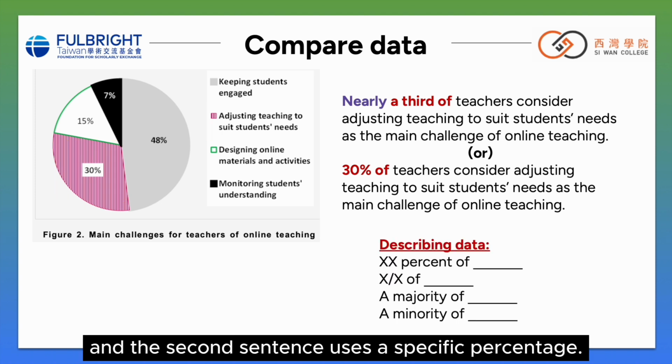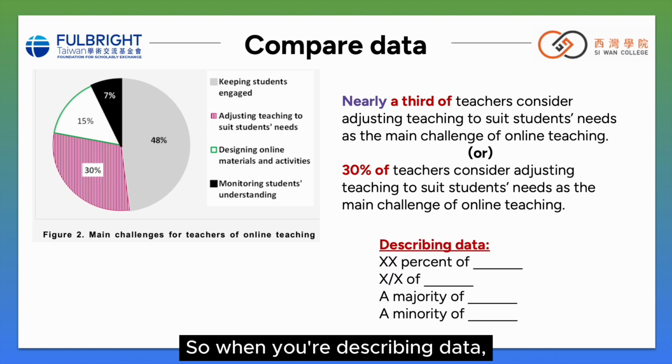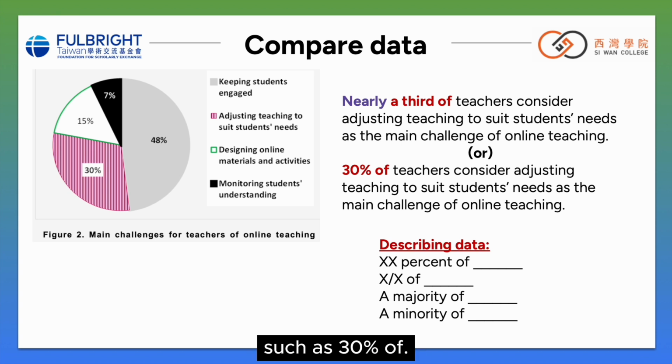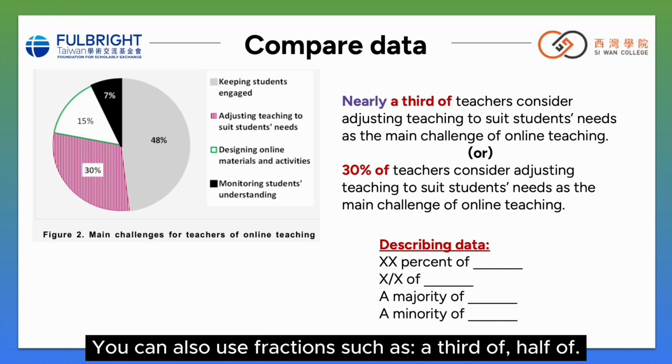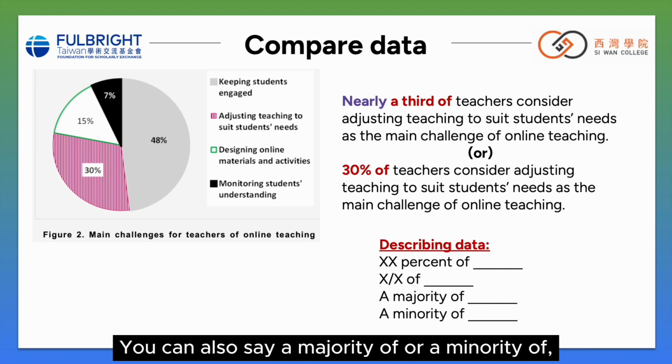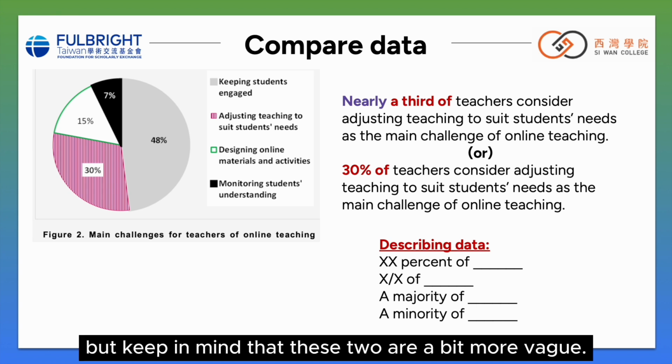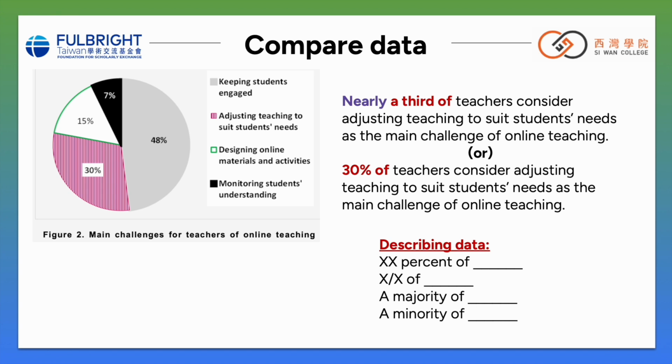specific percentage. So when you're describing data, you can say XX% of, such as 30% of. You can also use fractions such as a third of, half of. You can also say a majority of or a minority of. But keep in mind that these two are a bit more vague.